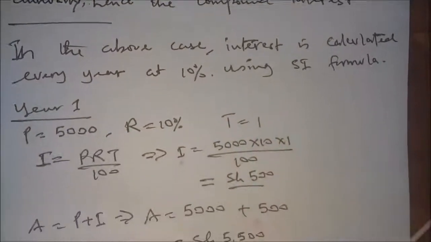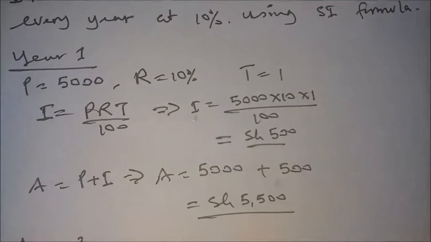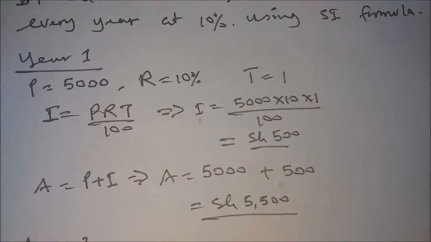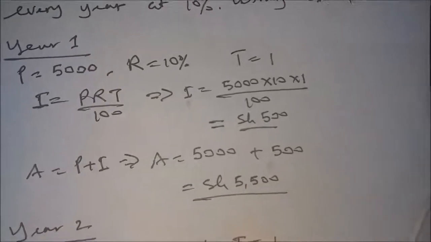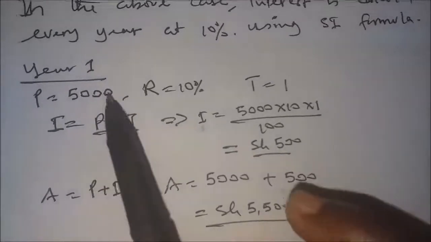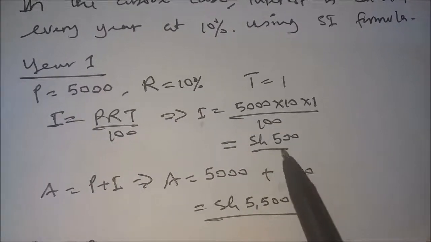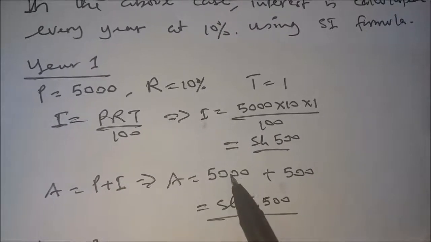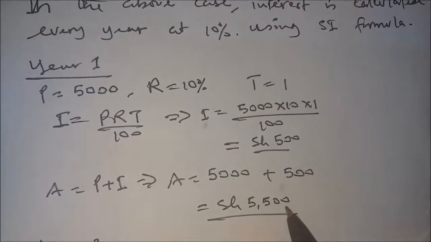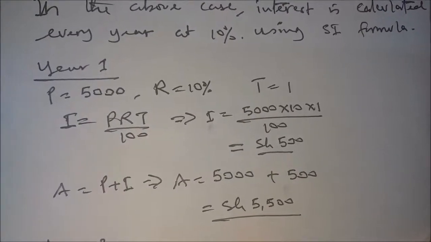So let us look at the interest during the first year, or the first interest period. The sum invested at the beginning of that year is 5,000. The rate is 10%. So we calculate the interest, we have 500. So at the end of year 1, the amount is 5,000 plus 500, which is 5,500. This is the amount which is carried forward to year 2.